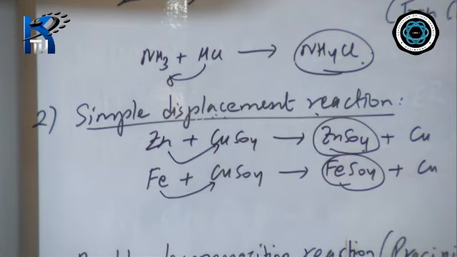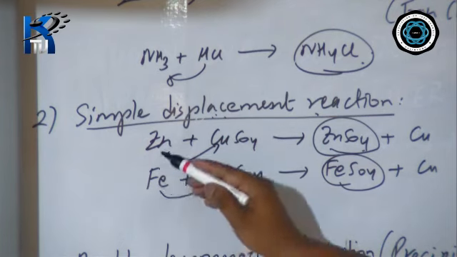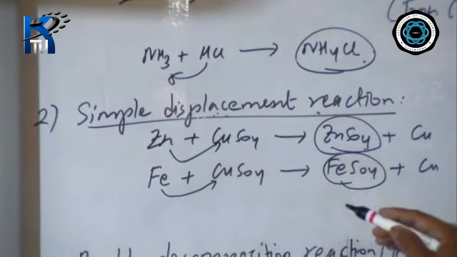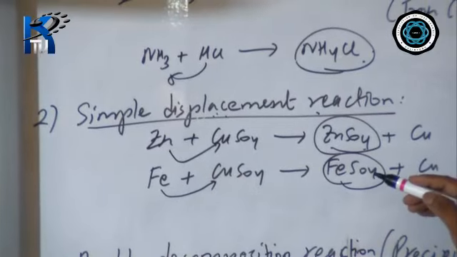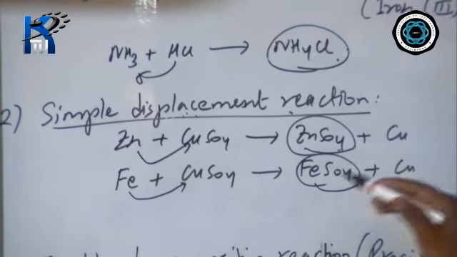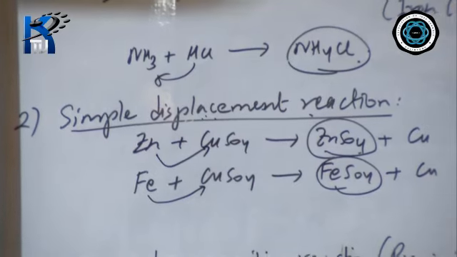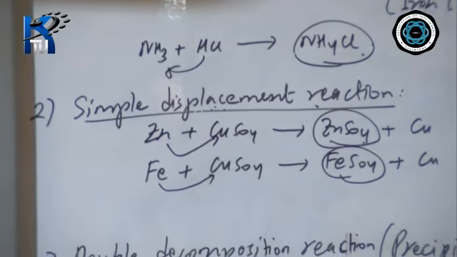Examples for displacement reaction, you can refer to the book again. So do remember, in displacement reaction, more reactive element will displace the less reactive element, and I have shown you two salts here formed by displacement reaction. One is zinc sulfate, one is ferrous sulfate. There are many other examples in the book, you can go through it.